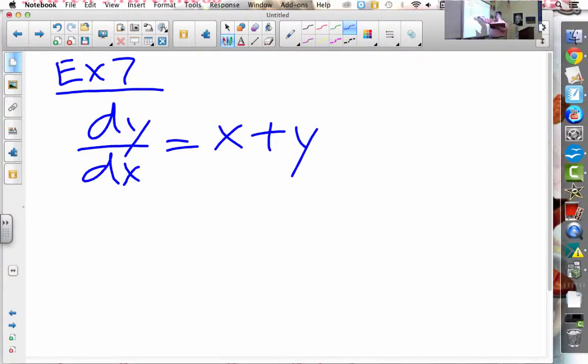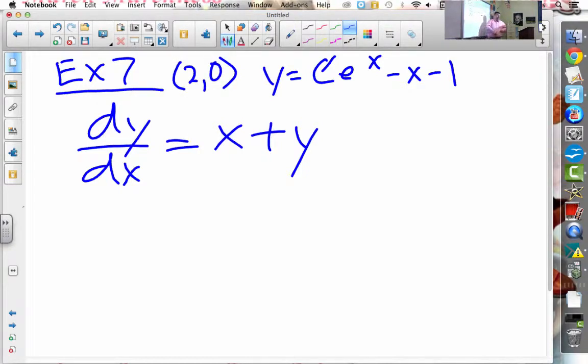Y, in other words, the antiderivative of this thing, is y equals some constant c times e to the x minus 1. Okay? And, oh, I forgot to tell you, they said that this passes through the point (2, 0). So problem number 7 says, use the calculator to construct a slope field of the differential equation dy/dx equals x plus y, and then sketch the particular solution that passes through (2, 0).